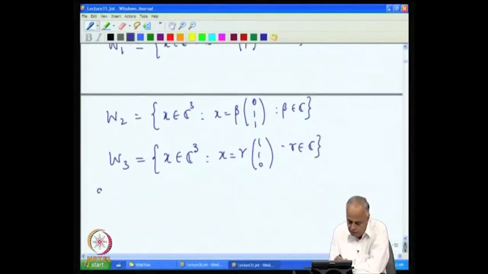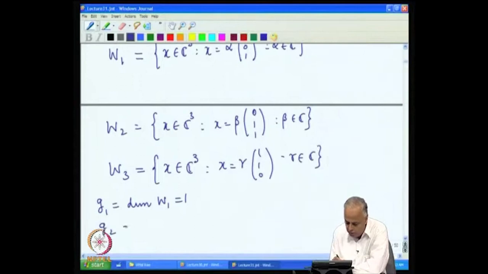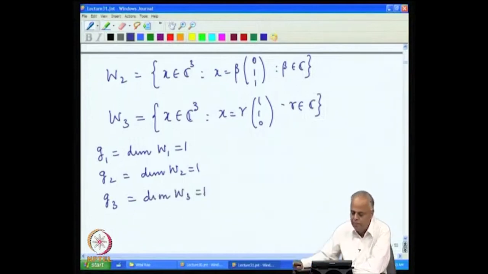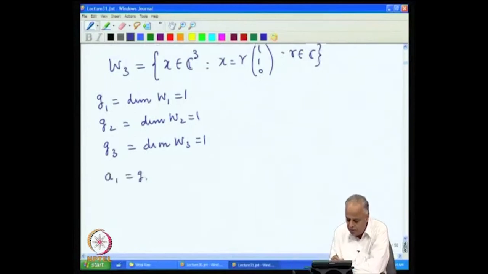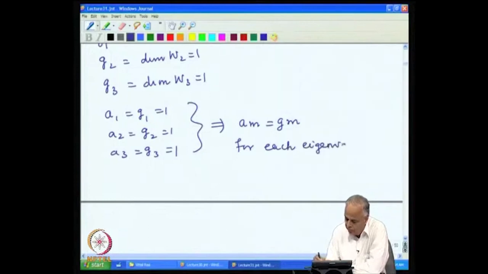Now, in this case, we have g 1, which is the dimension of W1, is 1, because 1, 0, 1 is a basis for W1. Similarly, 0, 1, 1 is a basis for W2. So, the dimension of W2 is 1. Similarly, 1, 1, 0 is a basis for W3. So, g 3, the dimension of W3, is 1. So, in this case, we find that a 1 is the same as g 1, a 2 is the same as g 2, and a 3 is the same as g 3. The algebraic multiplicity is equal to the geometric multiplicity for each eigenvalue. Hence, A is diagonalizable.